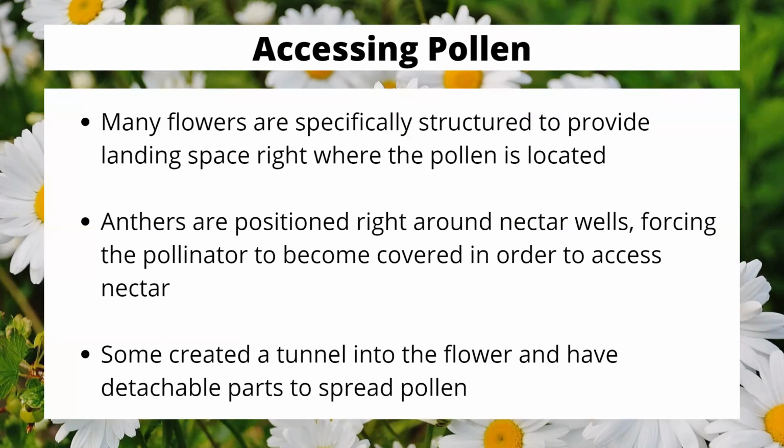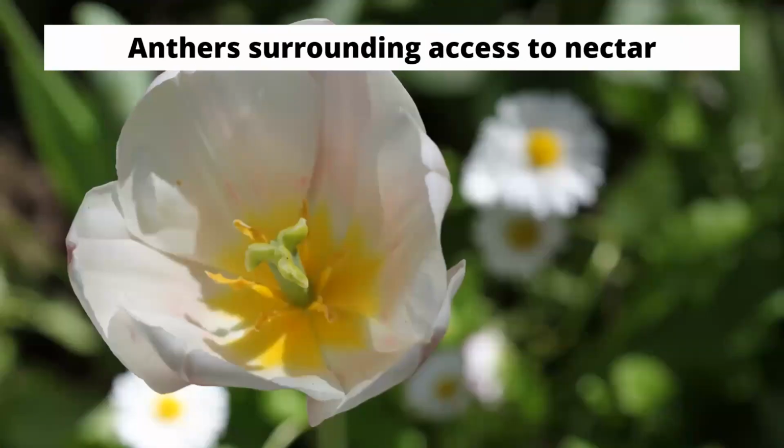Now, some flowers, however, don't necessarily use this particular path. You can see that in that last bullet point down there. I say some have created a tunnel into the flower that kind of gets the insect covered in pollen. And there are plenty of trumpet-like flowers that we can see on lots of different plants. Orchids are a very, very kind of notorious plant when it comes to this particular activity.